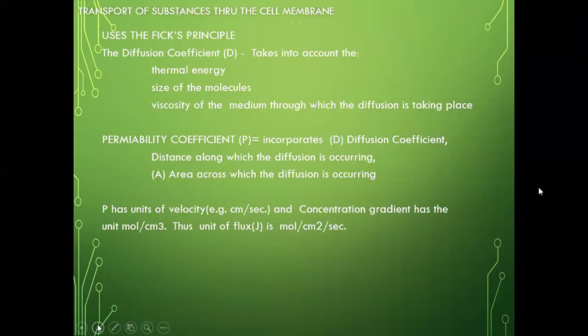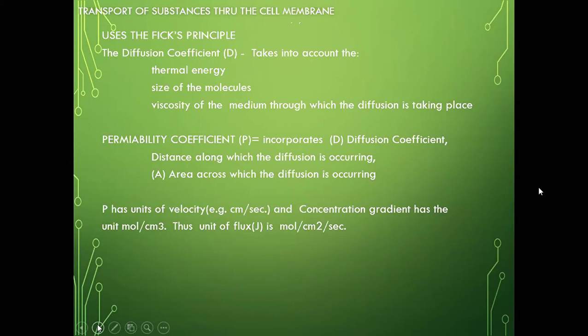The diffusion coefficient takes into account the thermal energy, the size of the molecules, and the viscosity of the medium through which the diffusion is taking place. Of course, if it is higher temperature, then the diffusion is faster. If more bigger molecules, then the diffusion is faster.